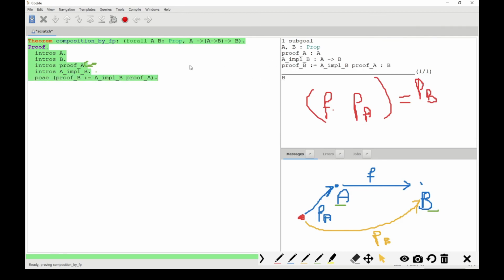But if you look at the right window, we still have something left to prove, and we can prove that by the exact tactic, which basically states that we have a proof of B. We'll have a proof of B, no more subgoals. That's it.